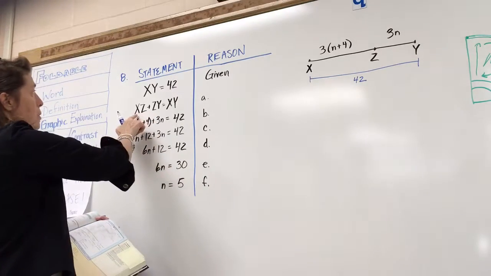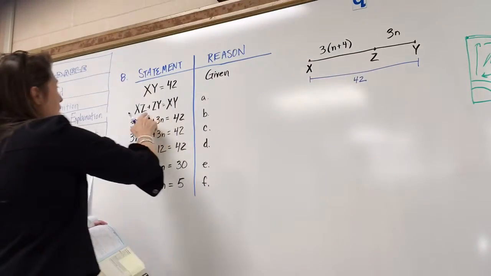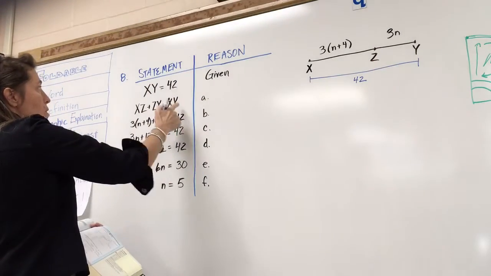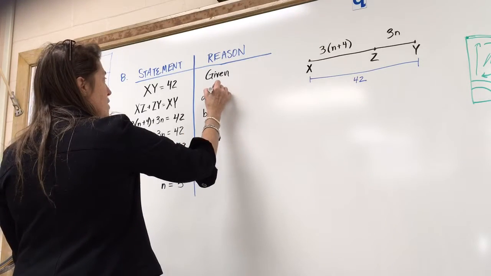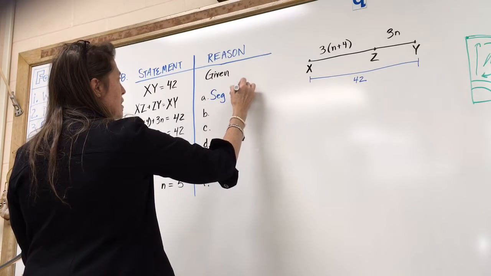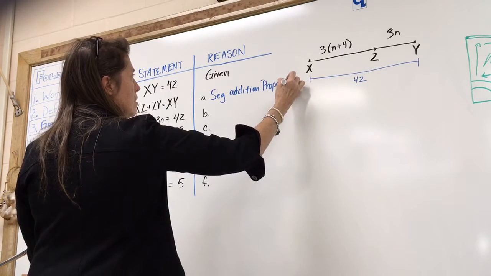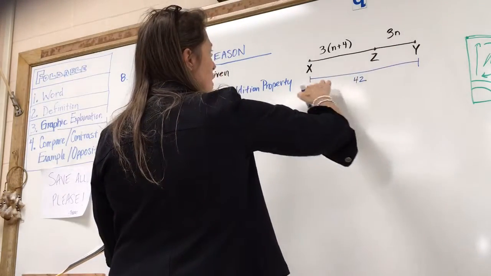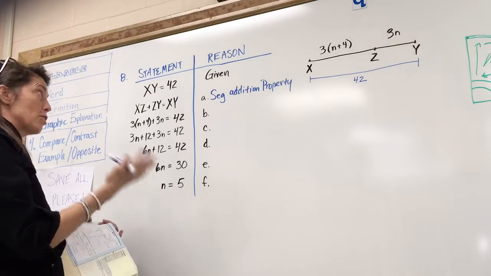With that, we can say that XZ plus ZY gives us the total of the line. So on that, we are just using the segment addition property. So write that down. Segment addition property is saying I'm taking two segments of one long segment and I can add them together, and that should equal the total segment.